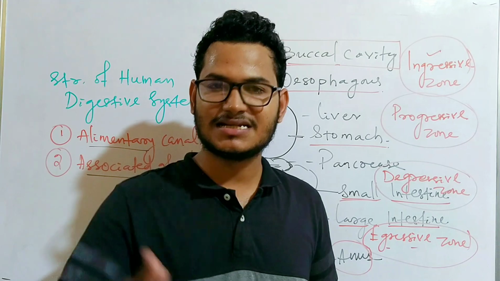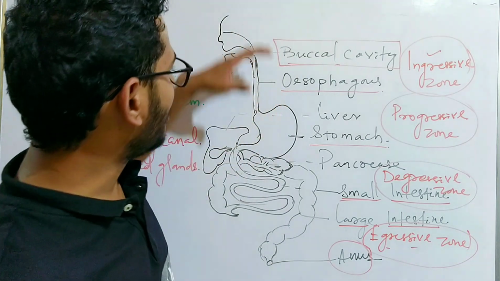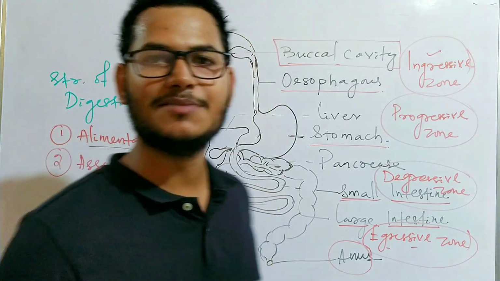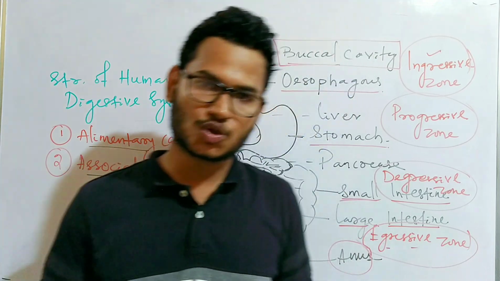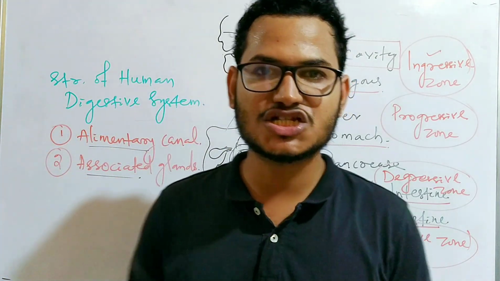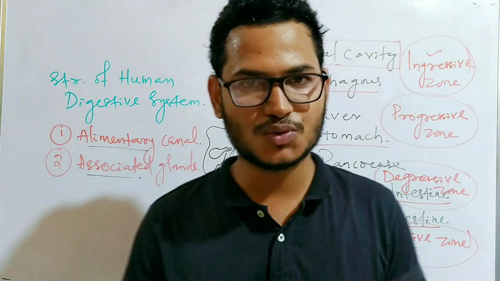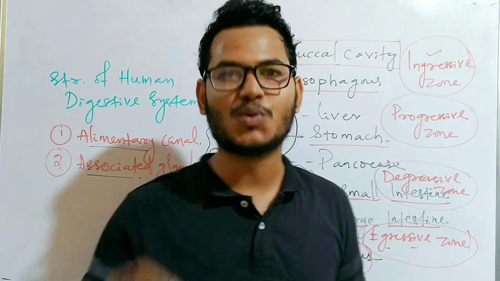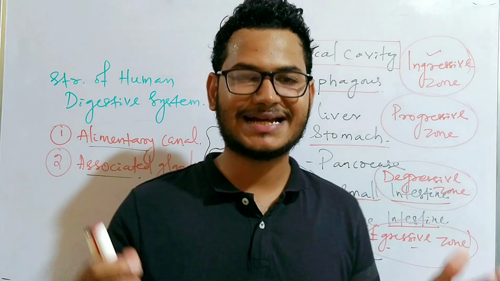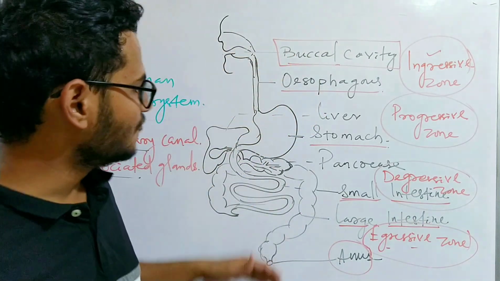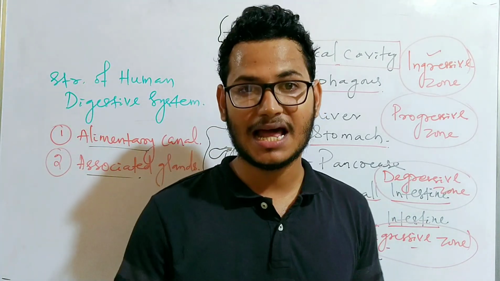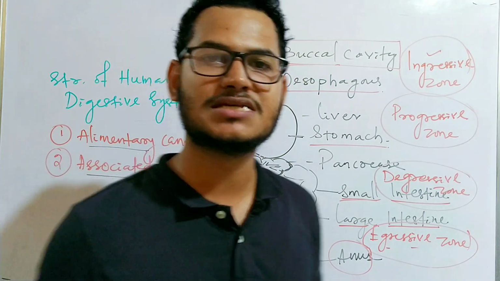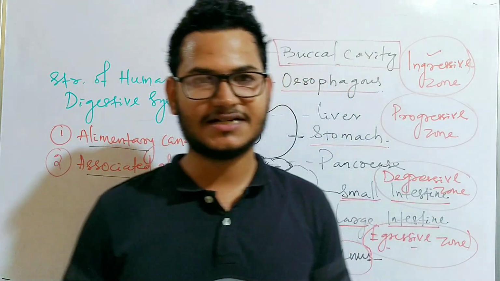In my next lecture, we will discuss different parts of the alimentary canal and their role in the digestion of different types of food. As we know, the complex foods are carbohydrate, protein and fat. So how they get digested in our alimentary canal with the help of different enzymes that are secreted from the digestive glands.